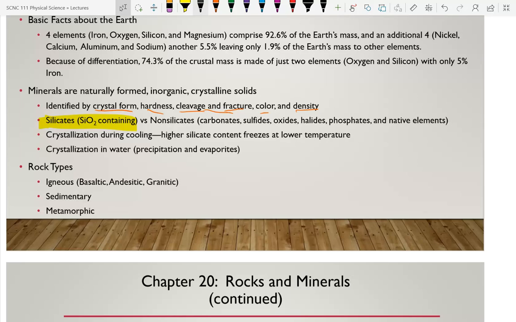So quartz, with the most silicate because it's silicon dioxide, is going to be the last one to crystallize. The one with the least silicon is going to be the first one to crystallize.